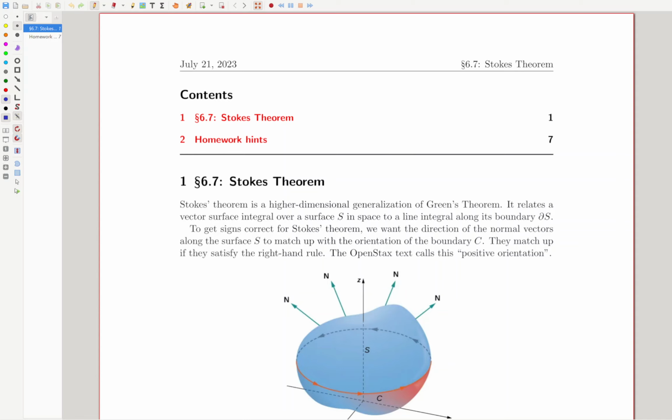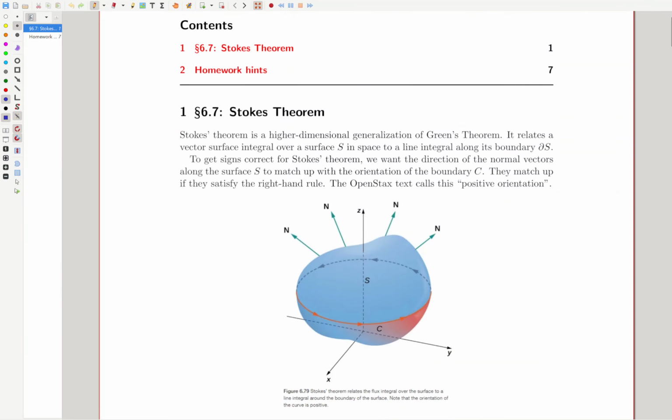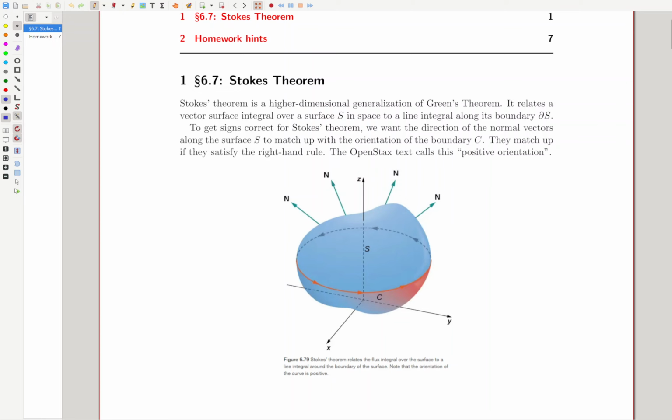Okay, so we're going to talk about Stokes' theorem now. As I stated previously, Stokes' theorem is a higher dimensional generalization of Green's theorem. With Green's theorem, we were subject to a domain that lived on the xy plane that was flat. Now, with Stokes' theorem, we are able to integrate over surfaces, and we're going to relate the surface integral to the integral along the boundary of the surface, which is going to be a line integral.